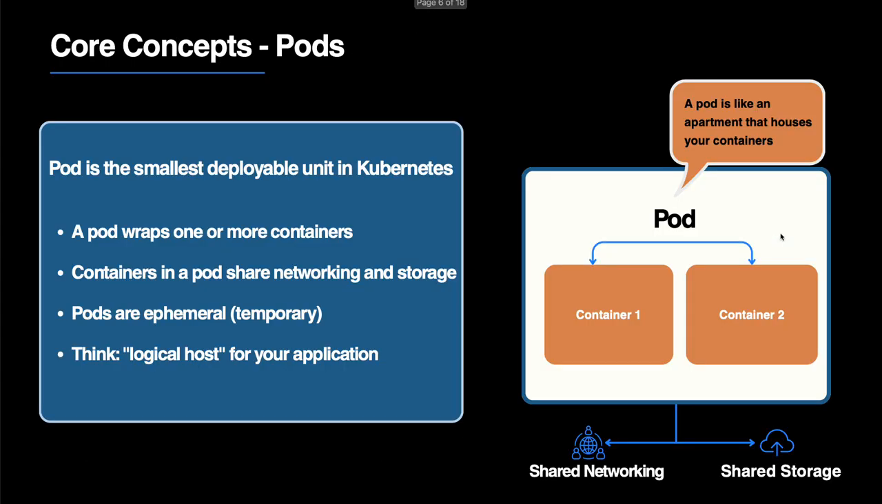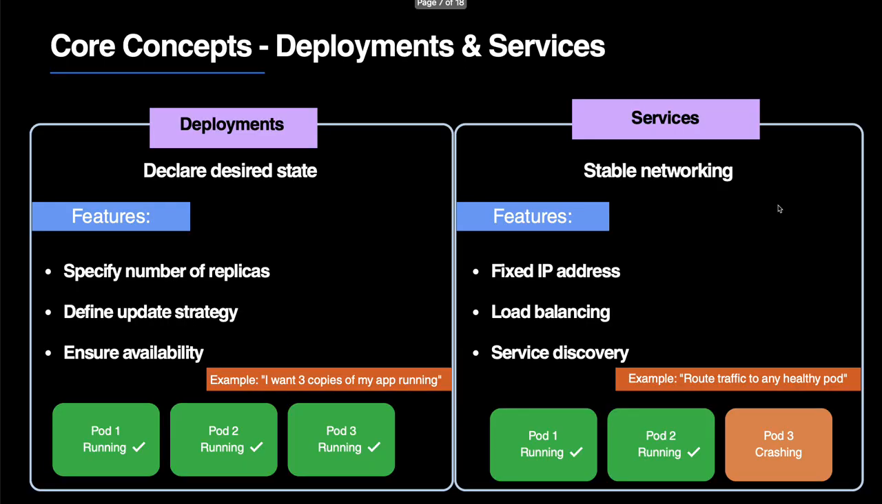Now, let's discuss the core concepts of Kubernetes, and the fundamental building block of it is the pod. A pod is the smallest deployable unit in Kubernetes. Think of it like an apartment housing one or more containers. Most commonly, you will have one container per pod, like your web application. But sometimes you have helper containers like sidecars. Containers in a pod share networking and storage so they can communicate easily using localhost. Importantly, pods are ephemeral, temporary, and disposable. Kubernetes creates, destroys, and recreates them as needed. This disposability enables self-healing.